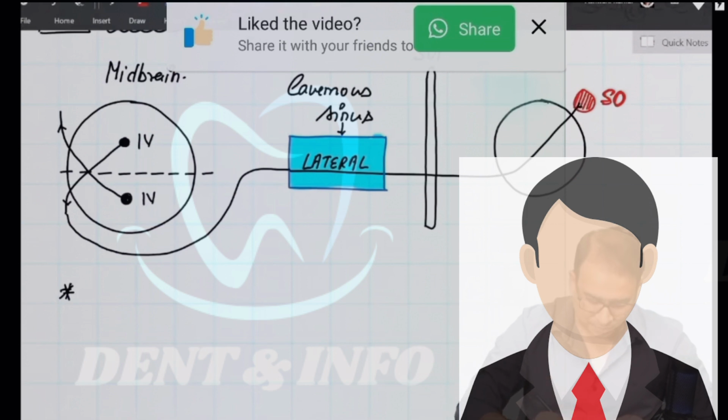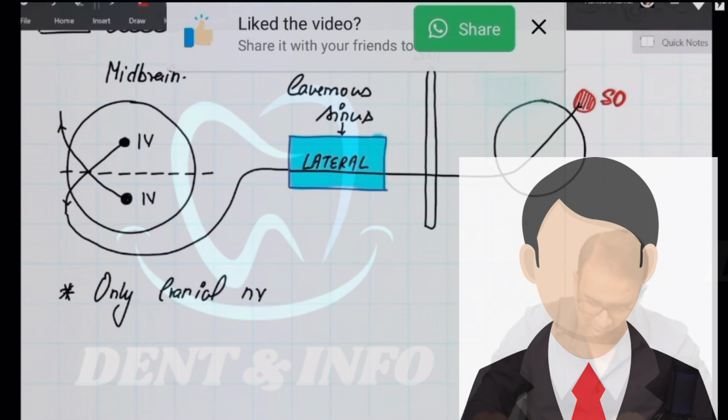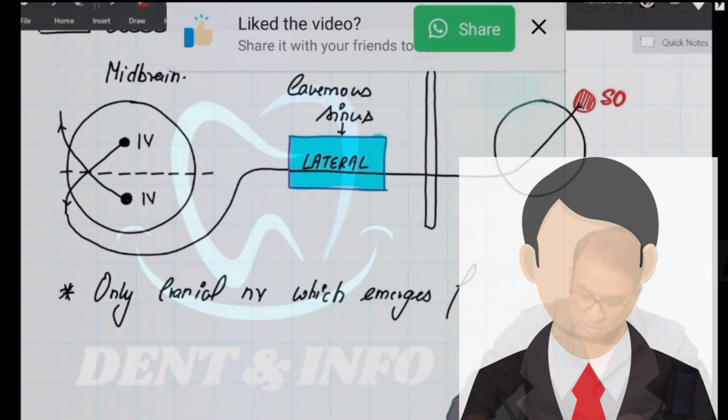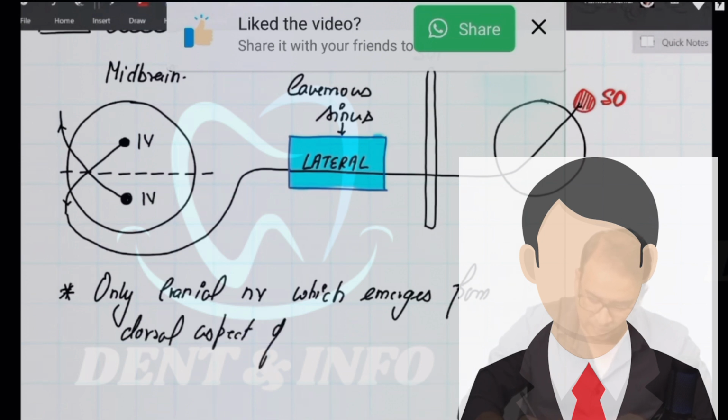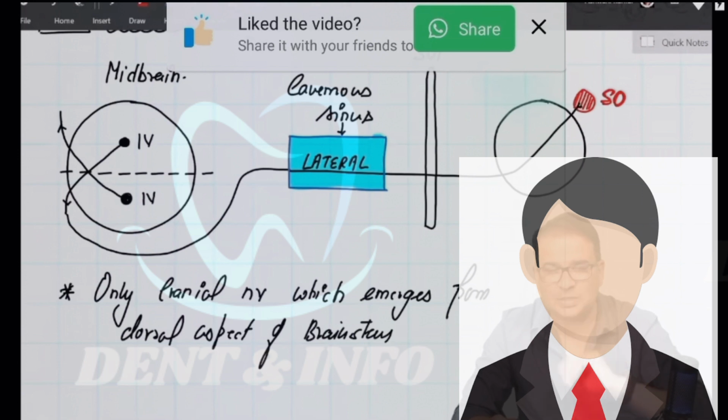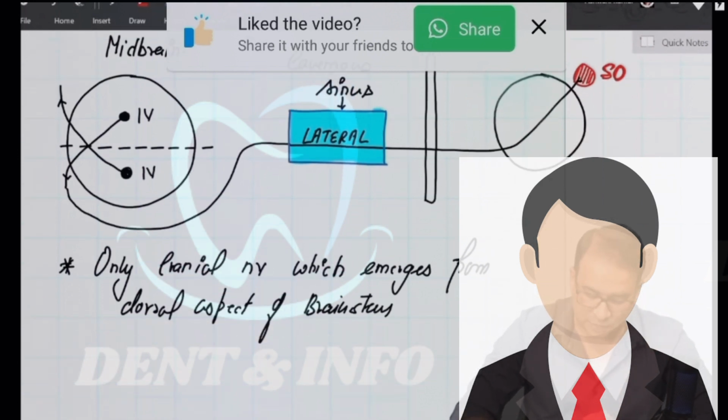So guys, a couple of important points to be noted. Point number one: it is the only cranial nerve which emerges from the dorsal aspect of the brainstem. Nerves generally come from the ventral aspect, from the anterior aspect of the brainstem, but not in this case. It is the only nerve coming from the dorsal aspect of the brainstem.